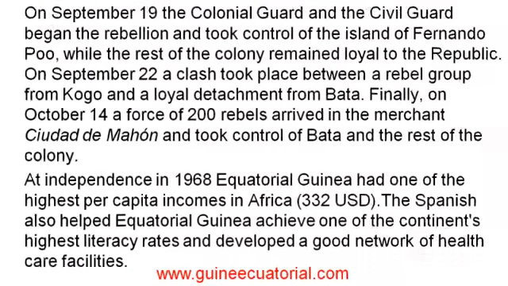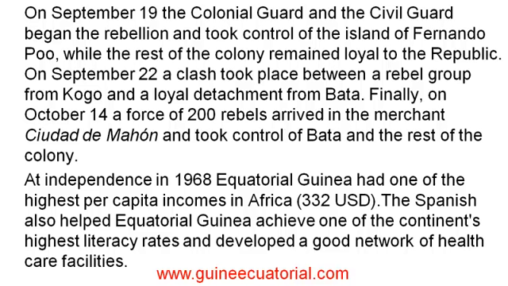On September 19 the Colonial Guard and the Civil Guard began the rebellion and took control of the island of Fernando Po, while the rest of the colony remained loyal to the Republic. On September 22 a clash took place between a rebel group from Kogo and a loyal detachment from Bata. Finally, on October 14 a force of 200 rebels arrived in the merchant ship Ciudad de Mahón and took control of Bata and the rest of the colony.